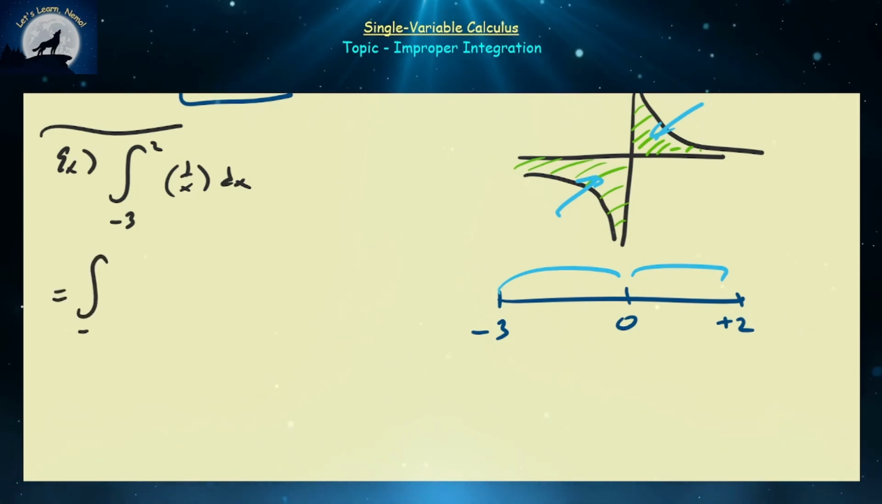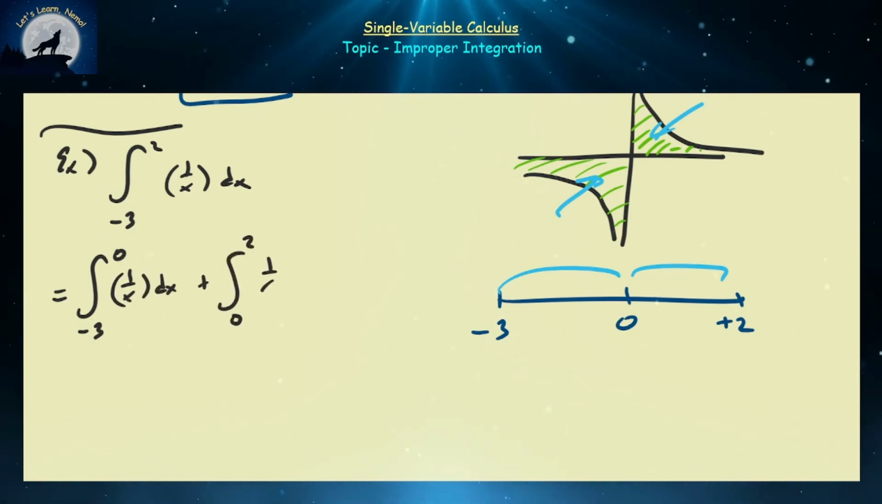So that's going to be equal to the integral from minus 3 to 0 of 1 over x dx plus the integral from 0 to 2 of 1 over x dx. Now what do you have? Now you have a vertical asymptote on the right boundary of the first integral, and you have a vertical asymptote on the left boundary of the second integral.